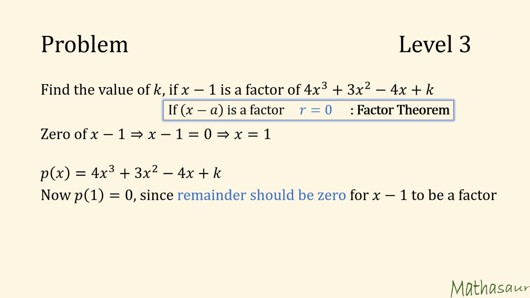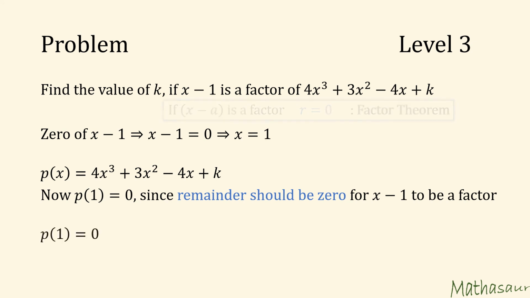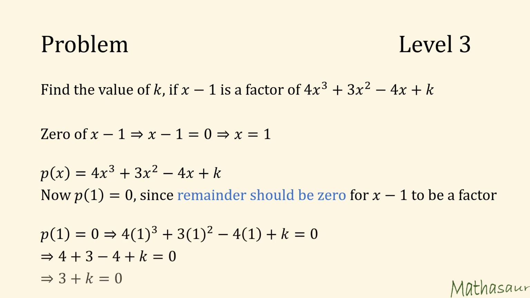Alternatively, you could also look at the 0 of the divisor and figure out the value of x as 1. So let us put x equals 1 in the polynomial and put it equal to 0. Solving for k, we get k equals minus 3. This means that for the value of k equals minus 3, x minus 1 would be a factor of the given polynomial.